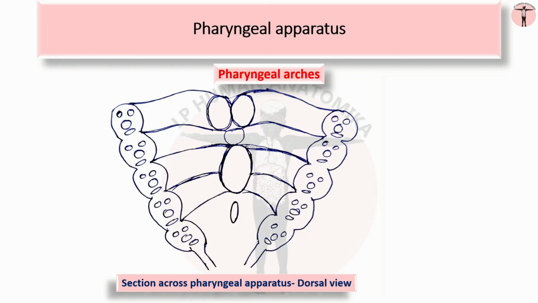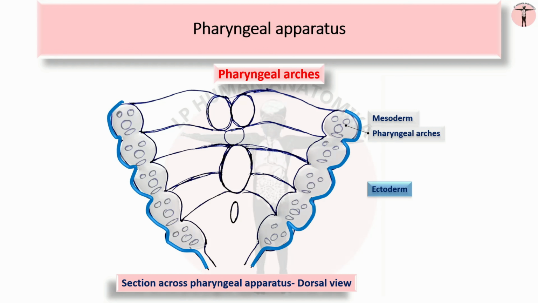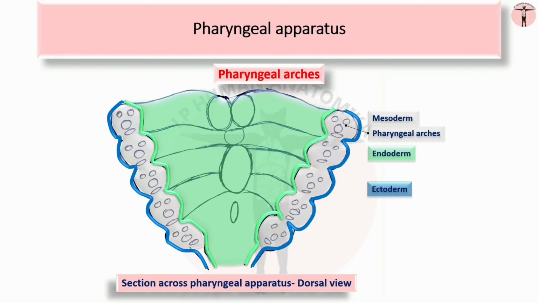The arch consists of bars of mesenchymal tissue derived from the intraembryonic mesoderm, forming the core of the apparatus, and is covered by the ectoderm on the outside and endoderm on the inner surface. The arches are separated externally by deep clefts, known as the pharyngeal grooves or clefts.